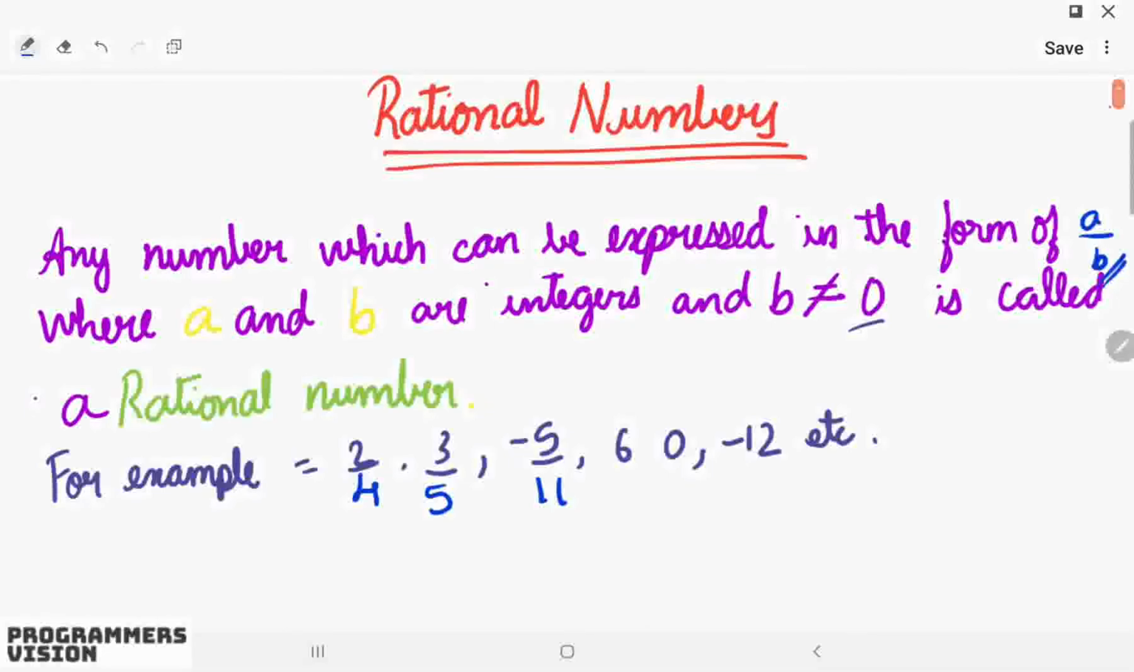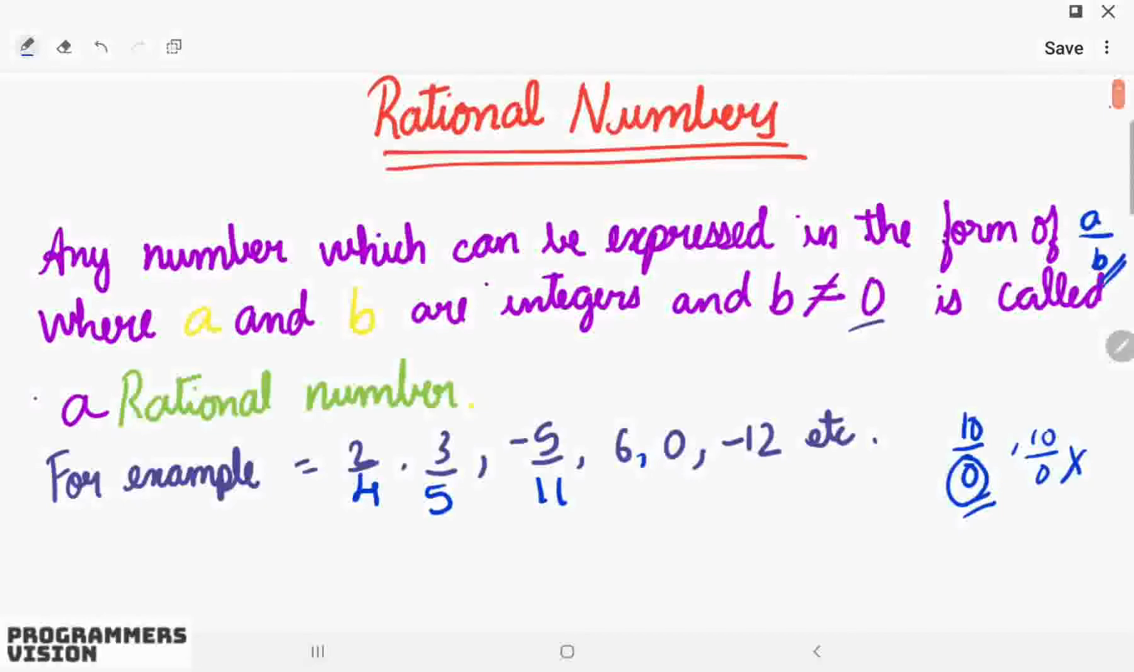Now let's take another example, 10 by 0. As we have studied before, for a number to be a rational number, the denominator should not be equal to 0. But in this case, the denominator is equal to 0. So 10 by 0 is not a rational number.